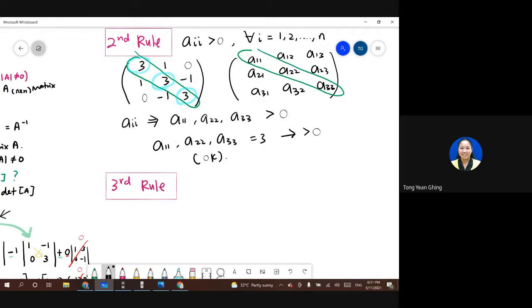So the third rule says that the maximum of A_KJ, for k larger than 1 and smaller than n, for j larger than 1 and smaller than n as well, has to be less than or equal to the maximum value of A_II.